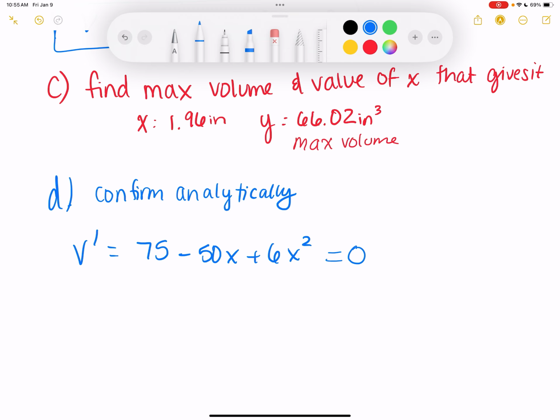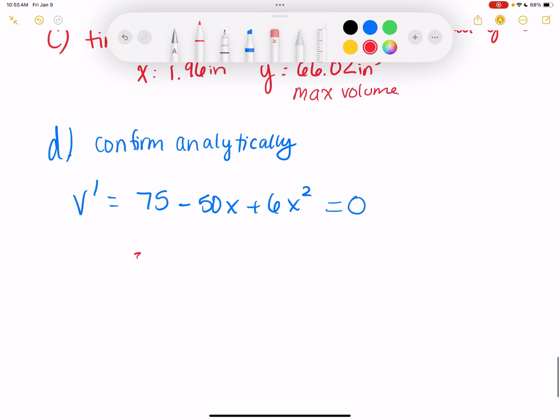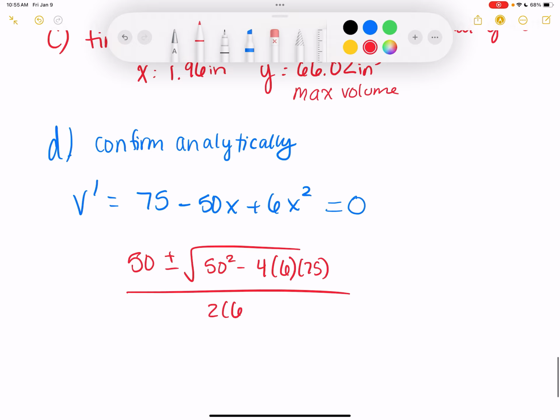And being that I am aware that this value is a decimal and not a whole number, I know that I'm not going to be able to just factor this. And so I'm just going to stick it into the quadratic formula to do that. So 50 plus or minus the square root of 50 squared minus 4 times 6 times 75 all over 2 times 6. And I'm going to solve it this way, and it's going to give me two values.